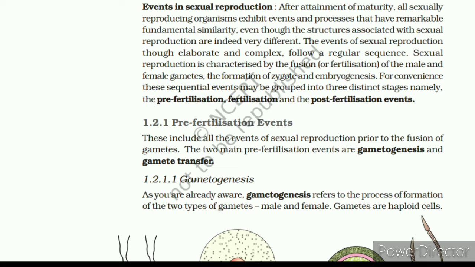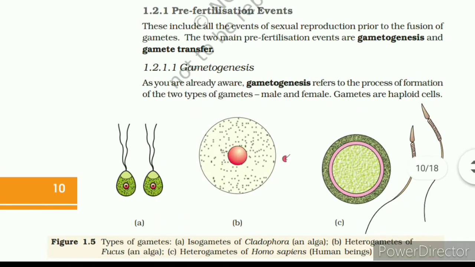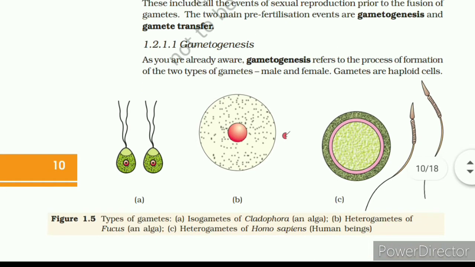In some algae, the two gametes are so similar in appearance that it is not possible to categorize them into male and female gametes. They are hence called homogametes or isogametes. However, in the majority of sexually reproducing organisms, the gametes produced are of two morphologically distinct types, that is heterogametes. In such organisms, the male gamete is called antherozoid or sperm and the female gamete is called egg or ovum.